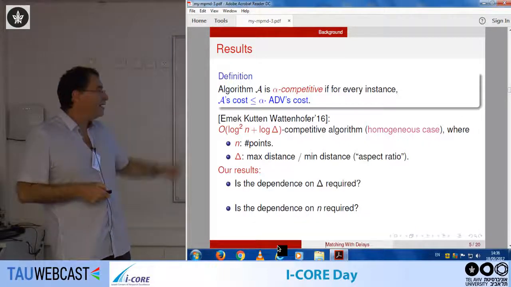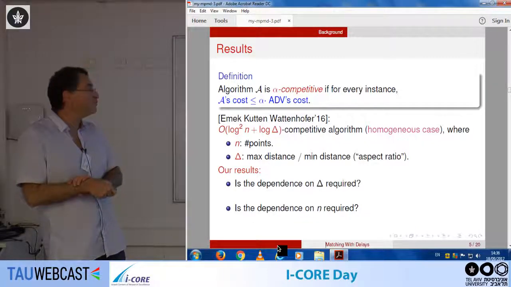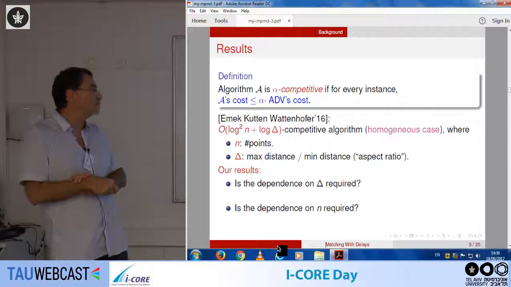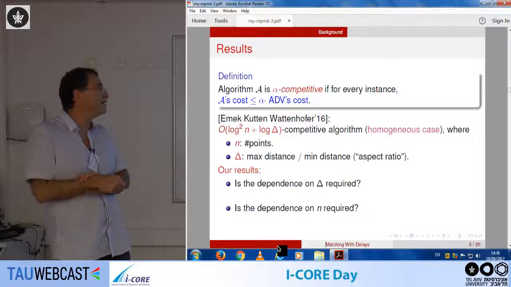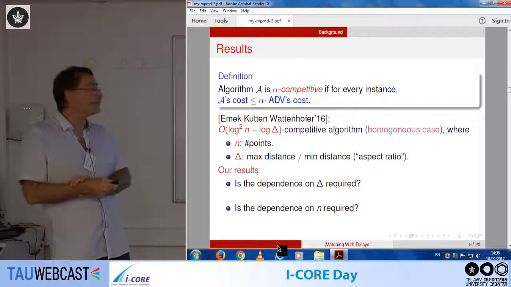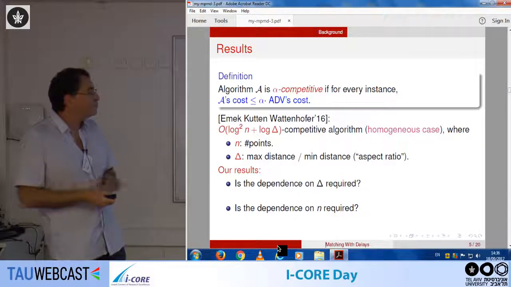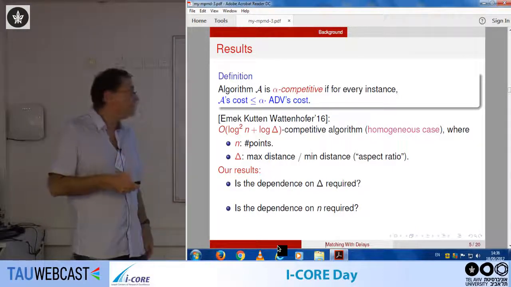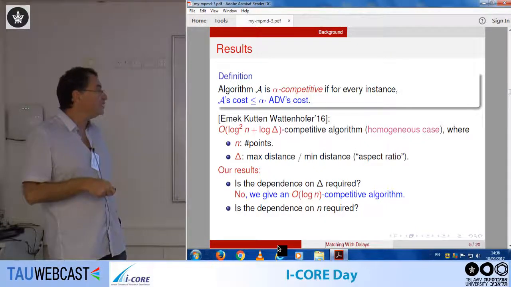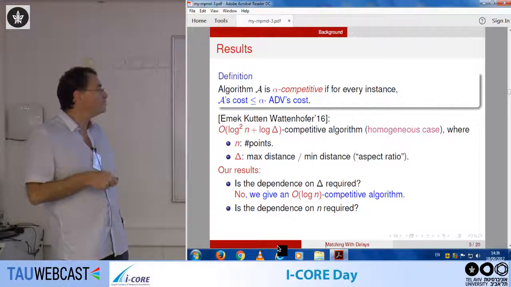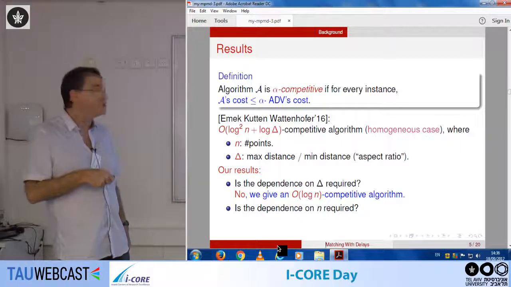And our result. We ask ourselves, can you get a competitive algorithm which is independent of delta? Do you really need dependence on the aspect ratio? And the answer is no. We give a log n competitive algorithm, which means, first of all, we got rid of this. And the log squared n is also not required. It's only log n competitive.